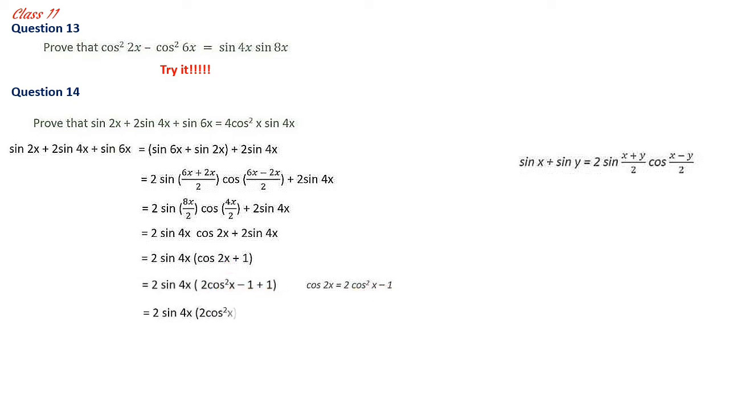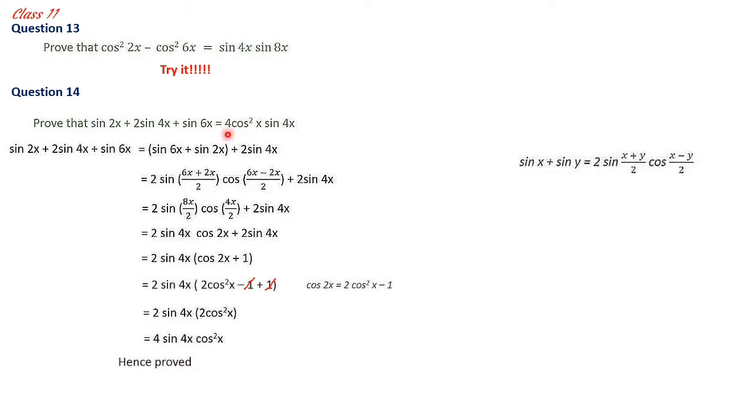It's written. Then 2 sin 4x into, here you can check here, minus 1 plus 1 we can cancel. After cancellation there is only 2 cos square x balanced. Then 4 will be coming here because there is a 2 here and there is 2 inside the bracket also. This 2 and 2 multiplying together will give 4. Then here it is sin 4x into cos square x. So that is the answer.